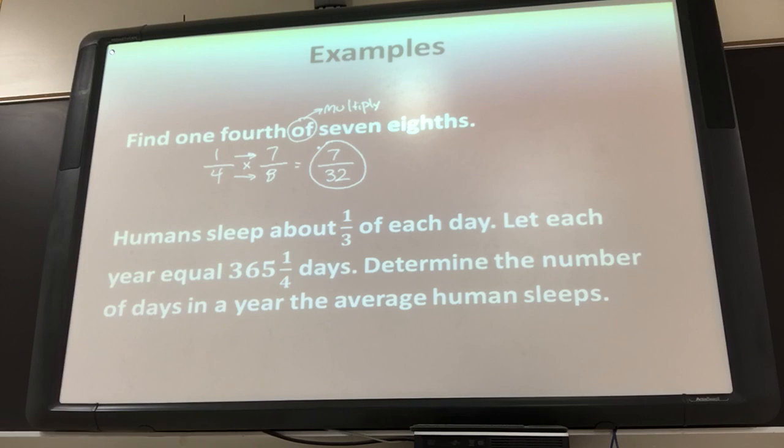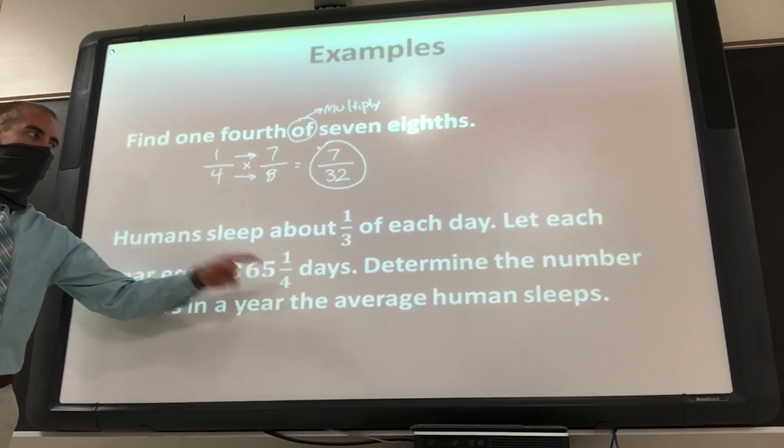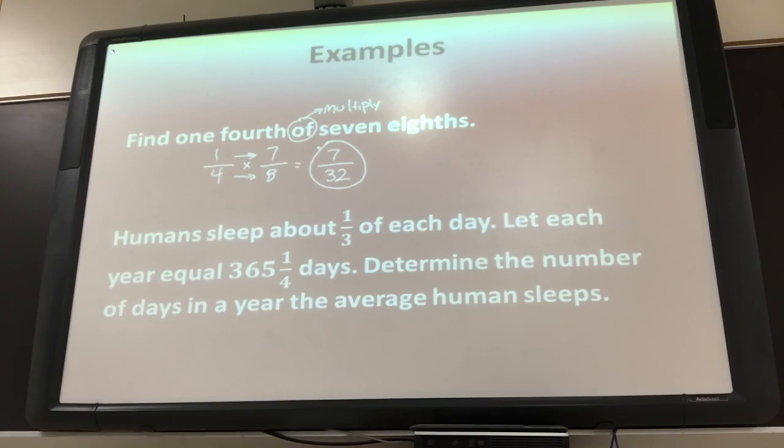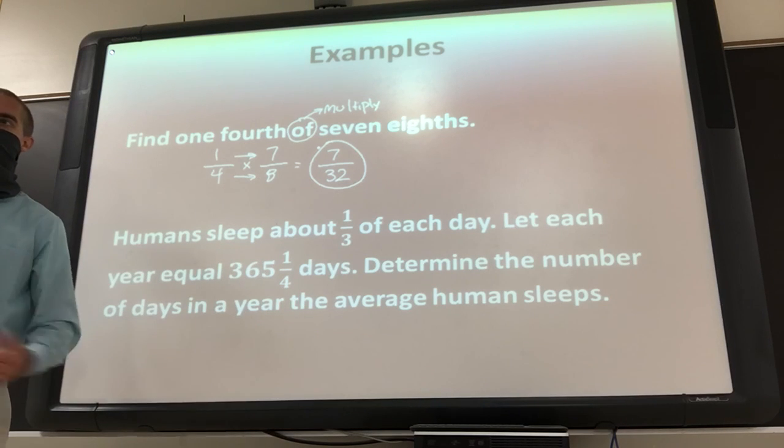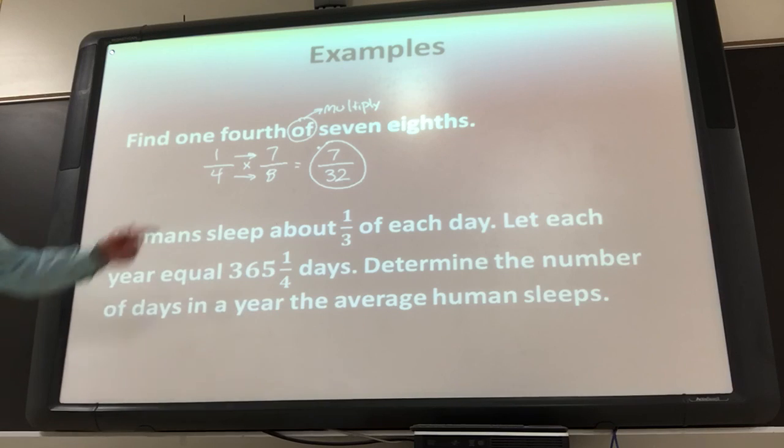Okay, next one. Humans sleep about 1/3 of each day. So we're going to let each year equal 365 and 1/4 days. We're going to figure out how many days in a year the average human sleeps. Okay? If you sleep 8 hours, we're going to see how many days out of the year you actually sleep. So 8 hours is about 1/3 of each day.